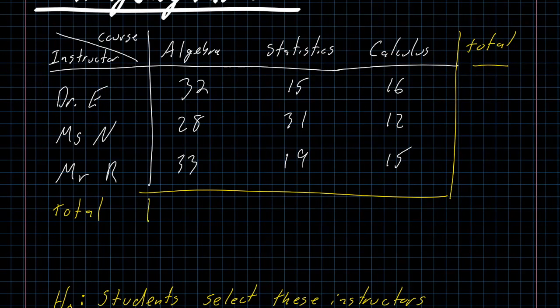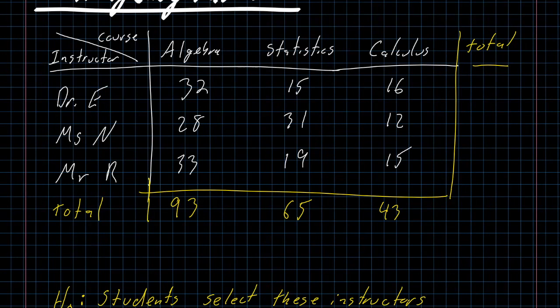We're going to total each of the columns in the bottom row. We're going to total each of the rows in the bottom column, or in the right column. Words and me today, not getting along. I apologize. Anyway, 32 plus 28 plus 33 comes out at 93. 15 and 31 and 19 comes out at 65. 16 and 12 and 15 comes out at 43.